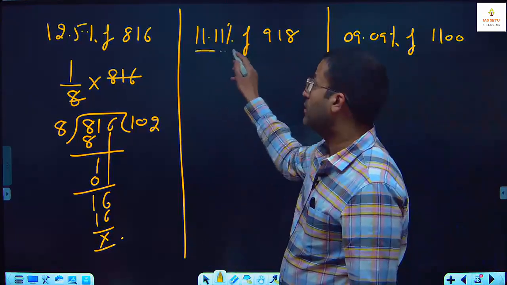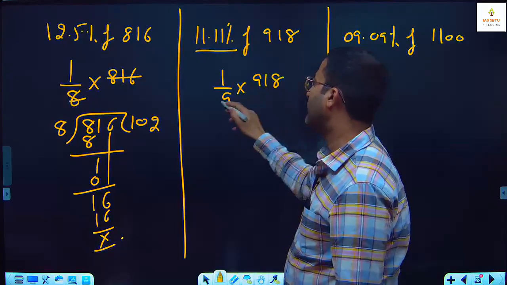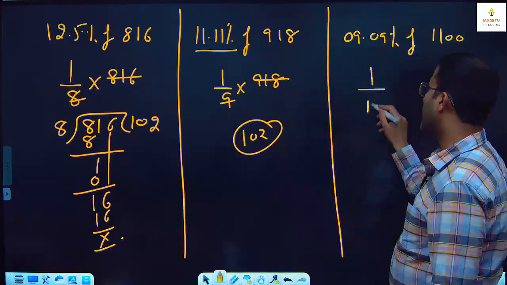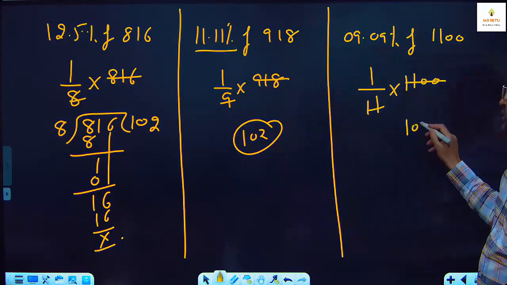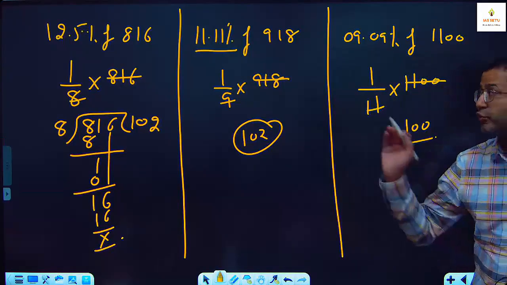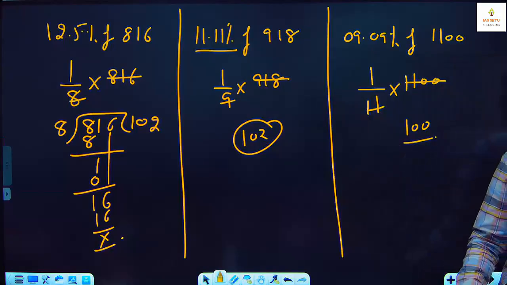Now here, this is 1 by 9 into 918, so it is 102. This is 1 by 11 into 1100, so it is 100. So idea is we have to remember the fraction value. Percentage fraction table we have to remember.